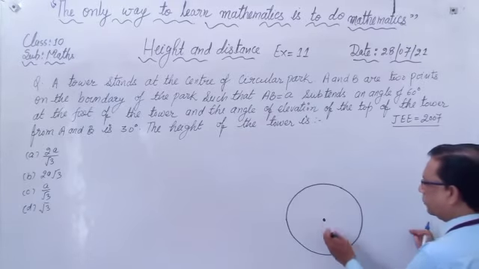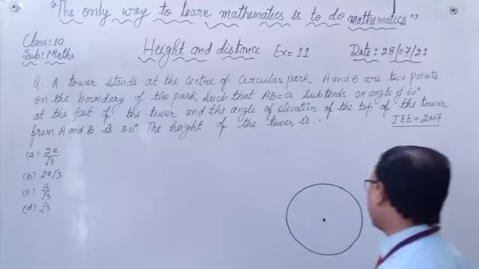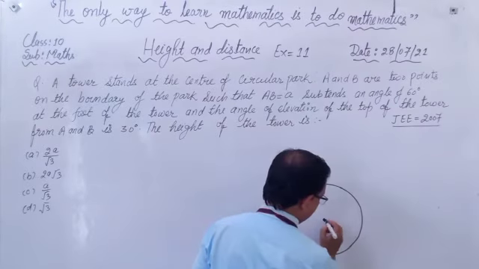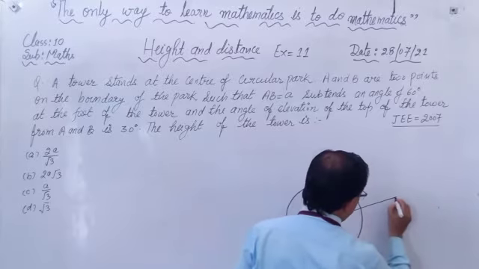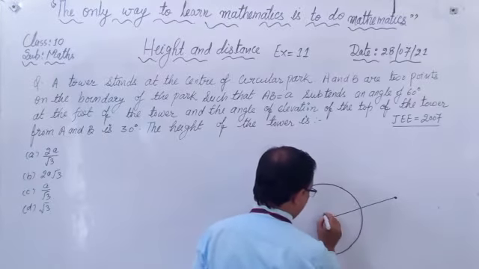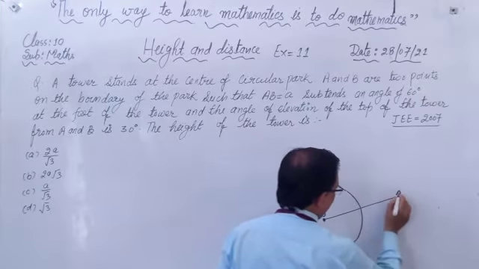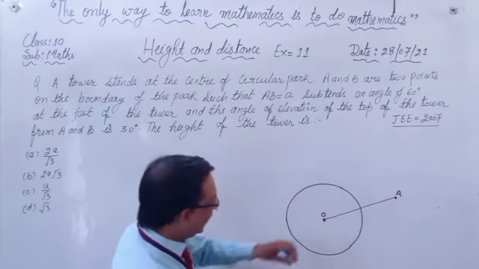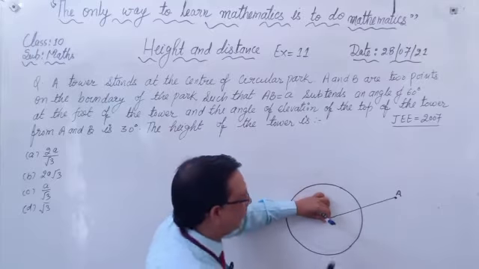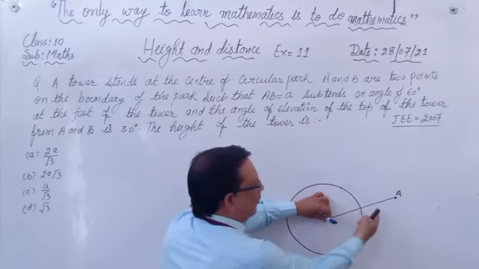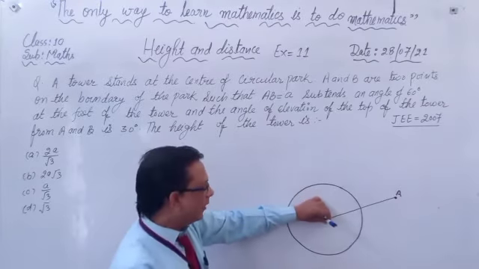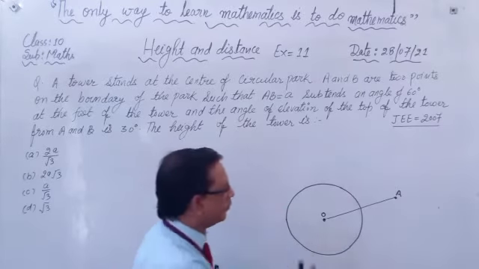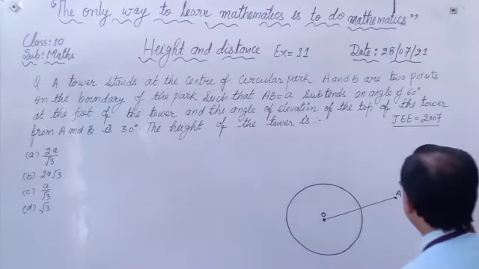So let us draw a diagram. Suppose this is your tower. O is the tower. Here the tower stands like this. Here is a circular path and this is the tower.